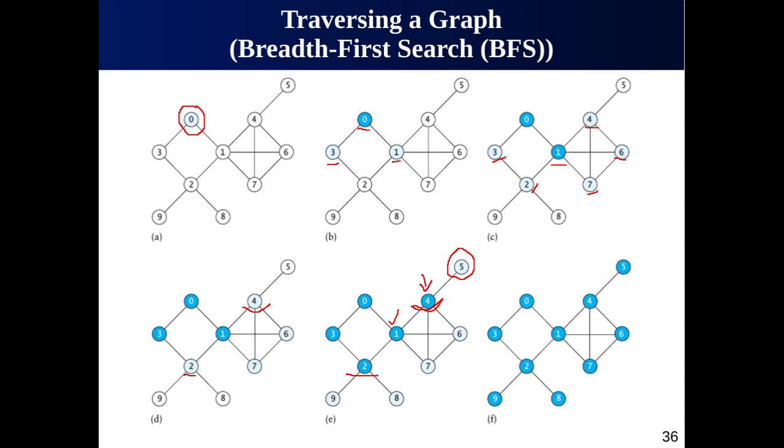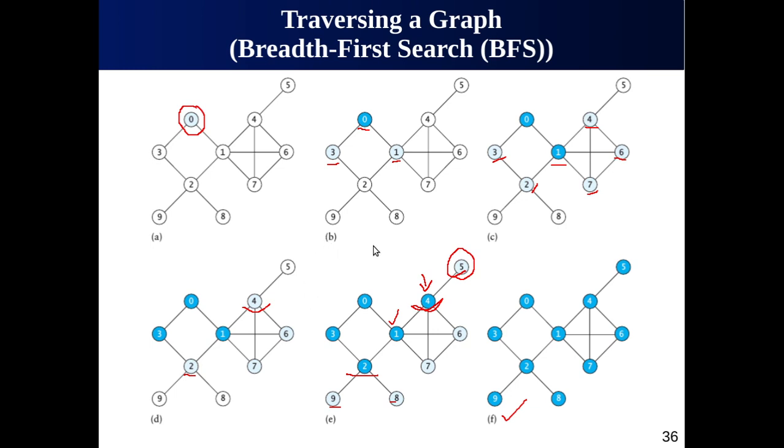And finally, we have to visit node number 6 and 7, the last vertices that are 2 edges away from the starting vertex, and then 8 and 9, and also 5, and see that there are no unidentified vertices. So that is the final representation in figure F. The vertices have been visited in a sequence like 0, 1, 3, 2, 4, 6, 7, 8, 9, and 5.